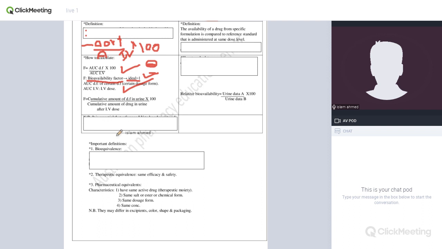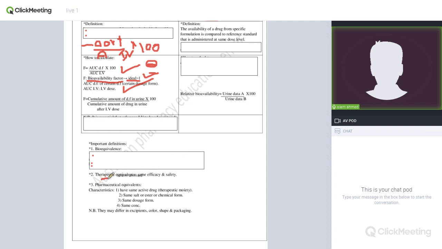So we have important definitions here. The bioequivalent medications. For two drugs to be bioequivalent, they should have the same area under the curve, which means delivering the same amount of drug, and they have the same bioavailability, of course, or the same time to achieve peak blood concentration. Same time to achieve peak blood concentration.